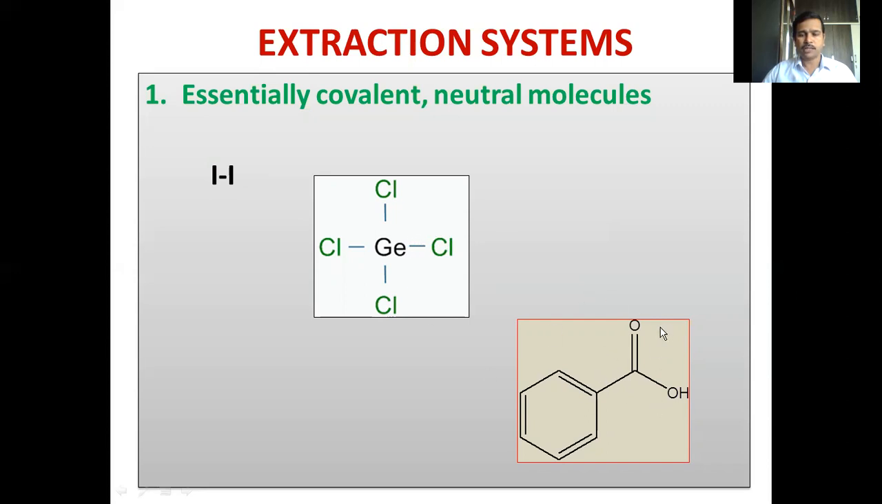Even benzoic acid is a molecule which has oxygen, hydrogen, and carbon. It is a triatomic molecule. So these are the specimen examples. Why am I presenting these examples? To understand what essentially covalent neutral molecules are.